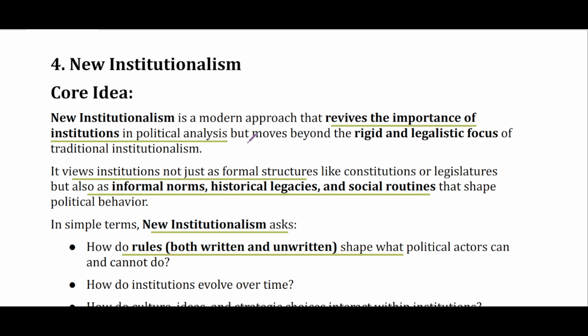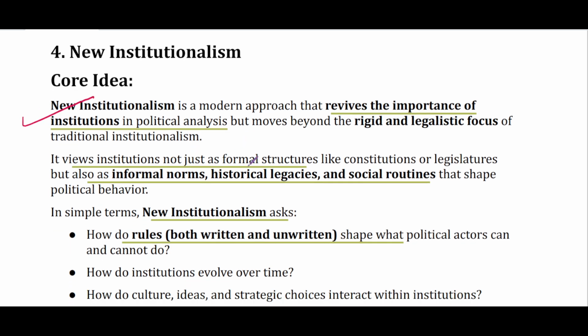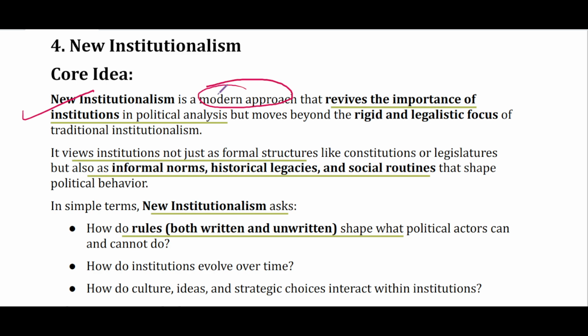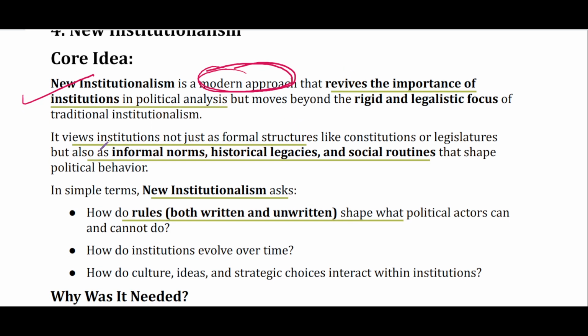Now let's proceed on to the fourth approach, neo-institutionalism. So the neo-institutionalism is a modern approach that has progressed over the traditional institutionalism by providing space for the informal norms, historical legacies, and social routines.